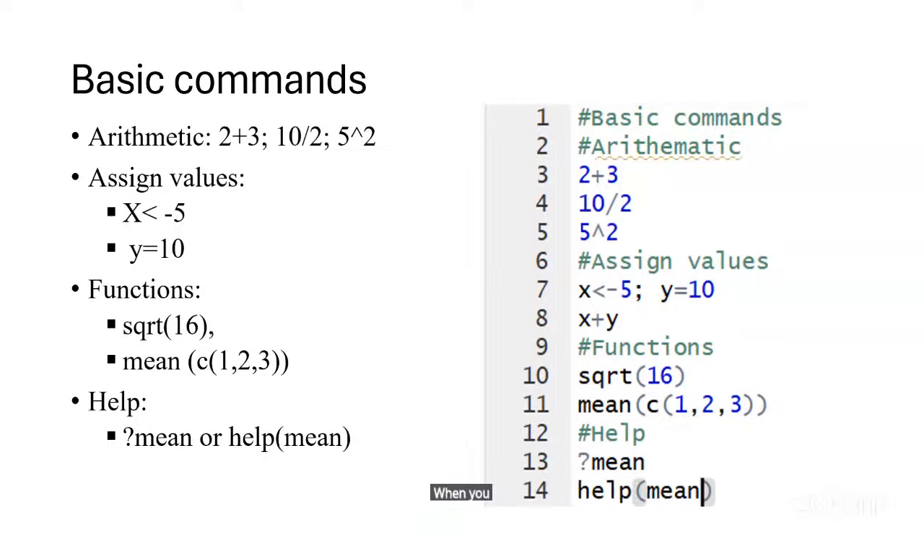When you come to the help command, you can put a question mark, and then question mark of what? You can ask yourself that I want to know more about the min. If you don't put a question mark, you can type help, and then in brackets you put the min.